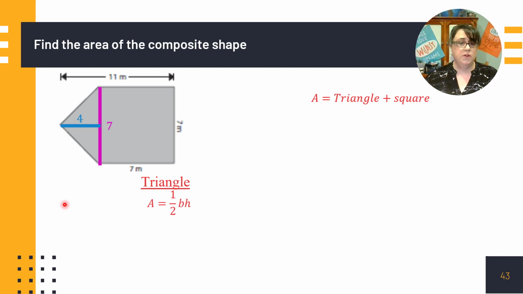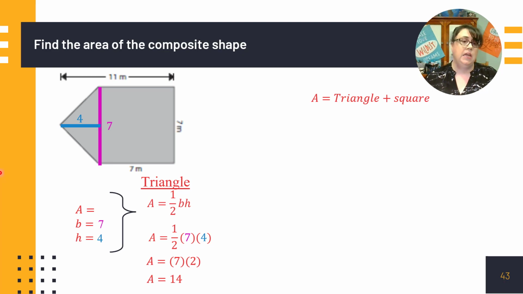Let's work on the triangle first. So the area equals 1/2 base times height. Let's look for the base and the height. So the base and the height have to be at 90 degrees to one another, and we found those. So the base was 7 and the height was the 4. 1/2 is 7 times 4. I'm going to actually take half of 4 to begin with. So half of 4 is 2, so 7 times 2 is 14. So that means that this triangle right here is 14.